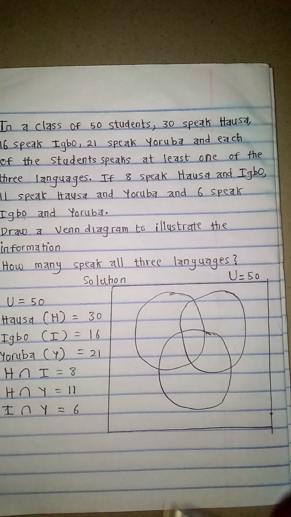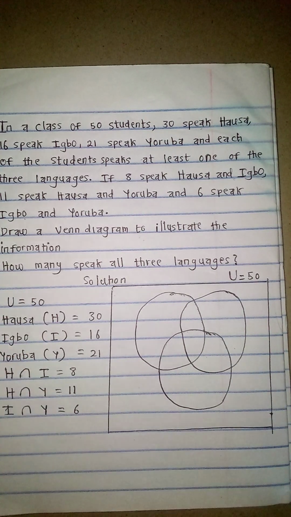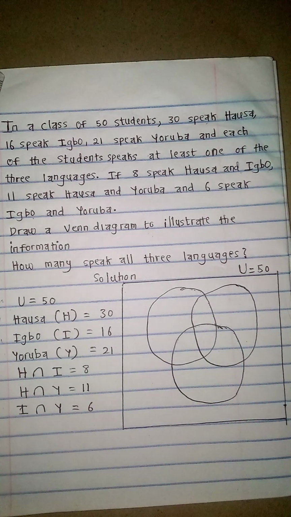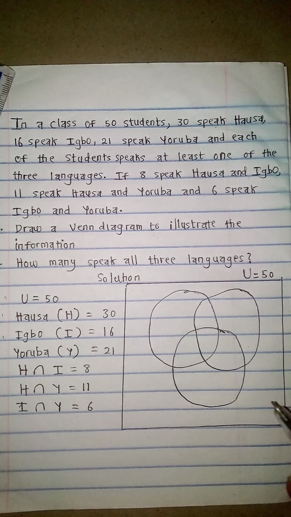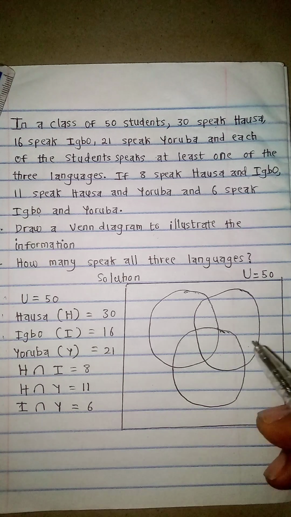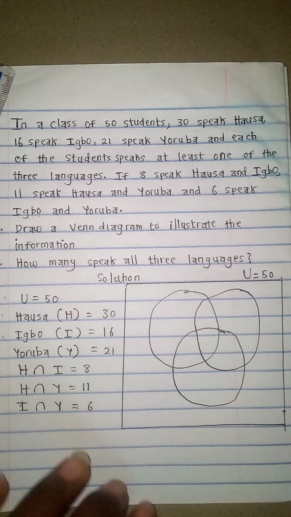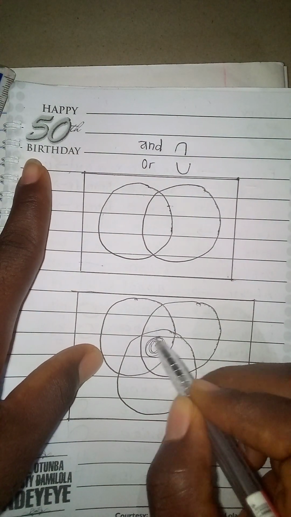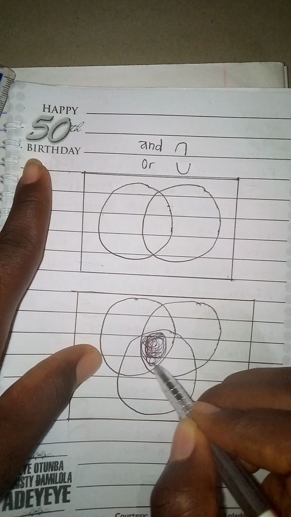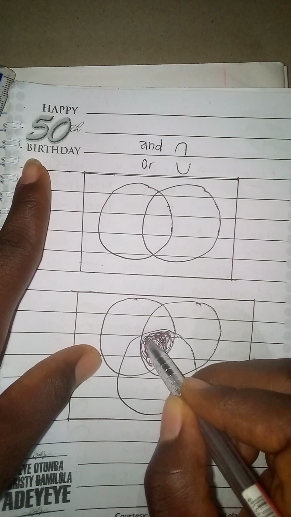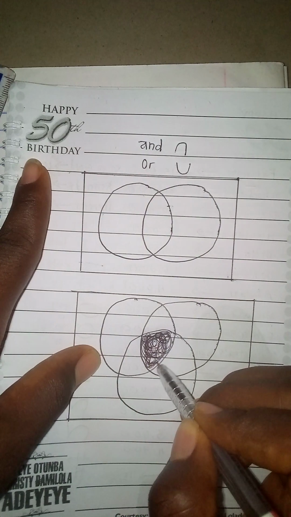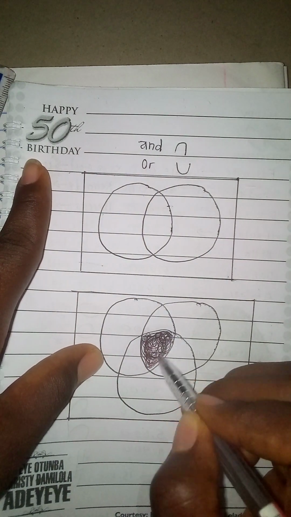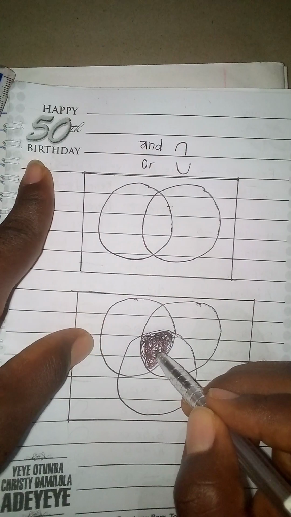Okay, so let's start filling in our information. Whenever you want to fill in your information into a 3-set Venn diagram, the first and only thing that should come to your mind, that you must even do, is start filling from the intersection. This place I'm shading, can you see it? That is the intersection of the 3. That is where the 3 sets intersect. That is where they cross. So I'm going to start filling in from this center.